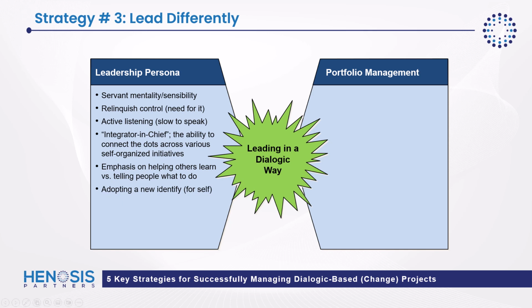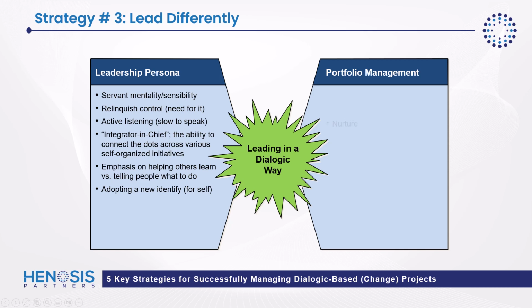To the extent that the leadership that you work with in your organization, when bringing about dialogic-based change, reflects this persona, will determine the success you can have when leading such change. Now, in addition to a leadership reflecting this type of persona, we also need them to serve or participate in different roles when managing a portfolio of self-initiated, self-managed change initiatives. And there are three specific actions or ways of being that we need from our organizational leaders.